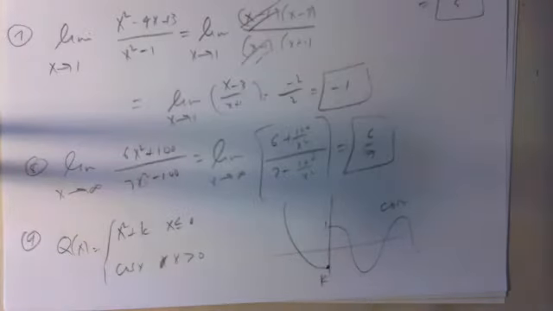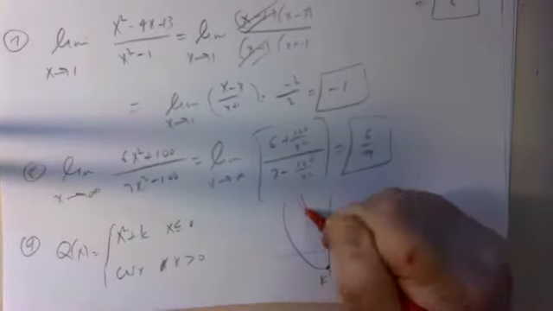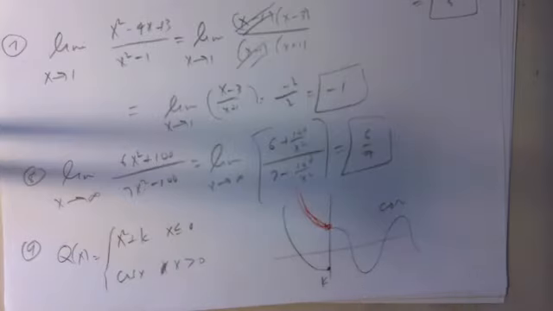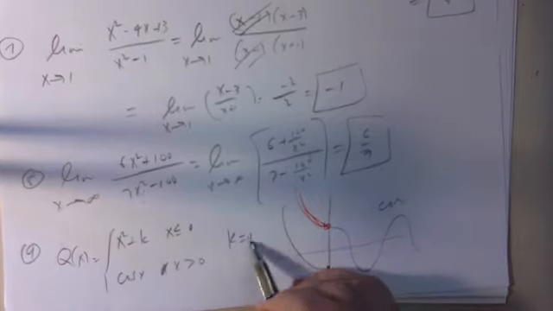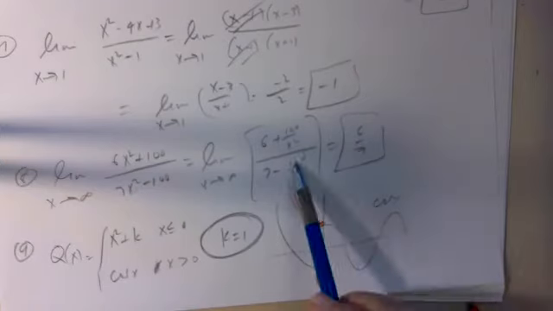And you get a continuous function exactly when these two things agree. That means this function is continuous for all k if k is equal to 1. Then you have the parabola, looks like that. You have the parabola and then the cosine.